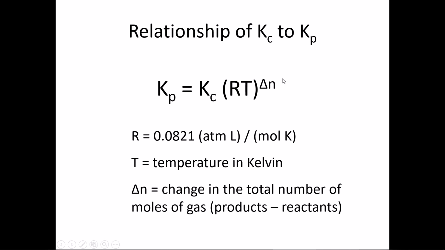And if we look at this equation, if our change in moles of gas is 0, so either we don't have any gas moles at all, or there's no change, we have an equal number of gas moles on the reactants and the product side, then RT raised to 0 becomes 1, and Kp is equal to Kc. However, if there is a difference, we will get different numerical values for Kp and Kc. And in the next video, I work through some examples on how to do that math.